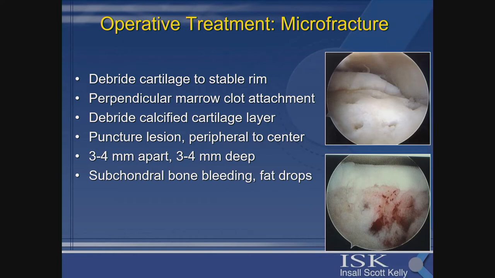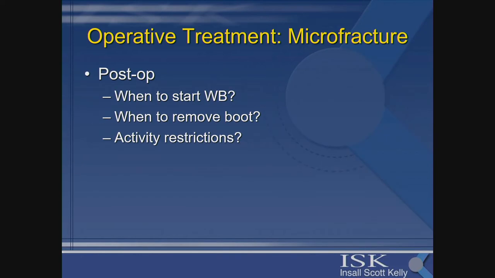So the idea is that you debride the loose cartilage to a stable rim, you debride the necrotic bone, and then you make sure it's a stable rim so that when the clot forms, it can attach to that stable rim of cartilage and it won't float away. You debride the calcified cartilage layer, and then you puncture it with your microfracture awl, really along the periphery, at least 3 to 4 millimeters apart, and most awls are about 3 to 4 millimeters deep. Then you can let the tourniquet down, or turn off the inflow, and you want to look for subchondral bone bleeding or fatty droplets.